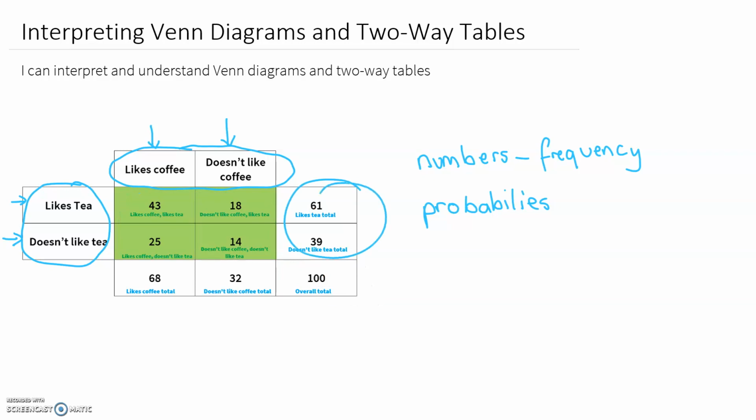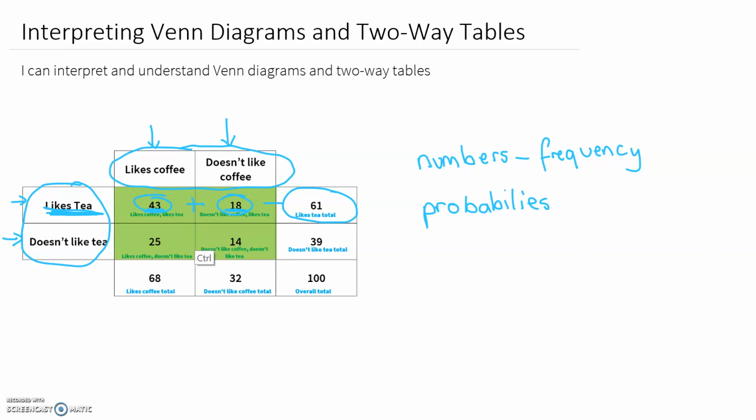Now what about these boxes and these boxes? These are also totals, but they're totals for each separate category. So this 61 is the total number of people who like tea. You can see it's across from the likes tea row. And you might also notice that if you add up the number of people who like coffee and tea and the number of people who don't like coffee and like tea, these two numbers added together equal 61. So the rows are going to add up to equal the total.